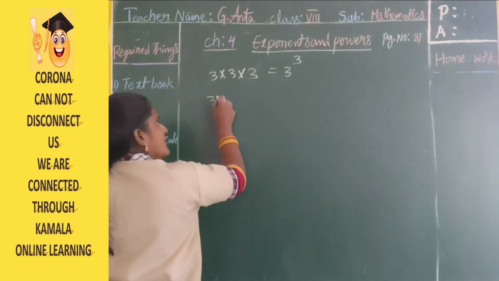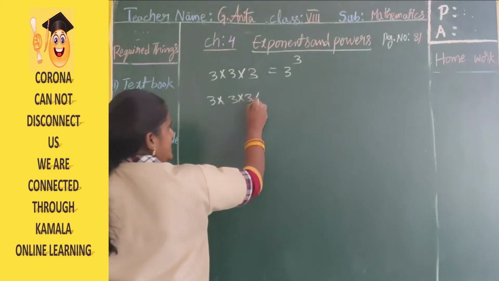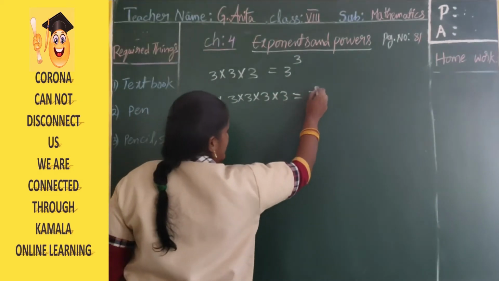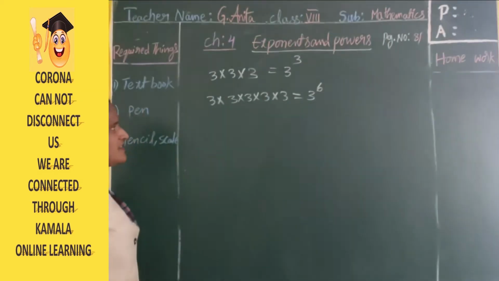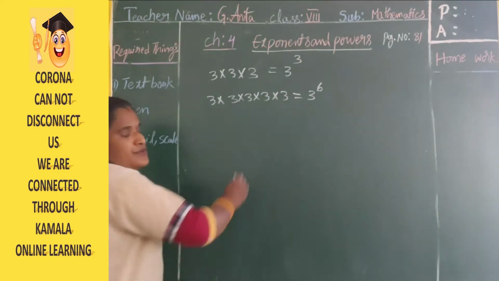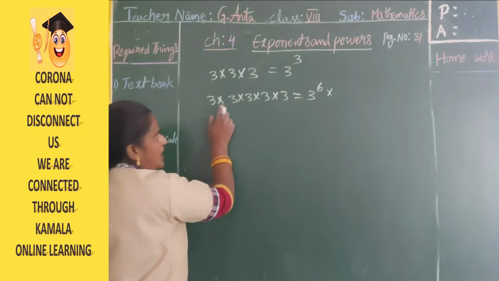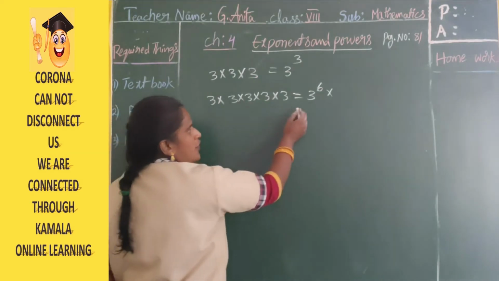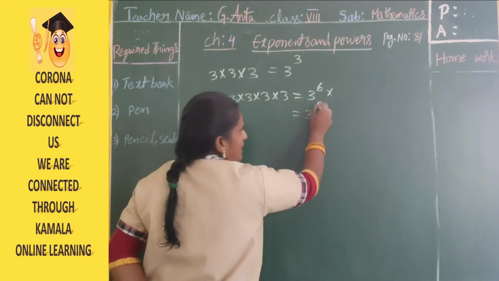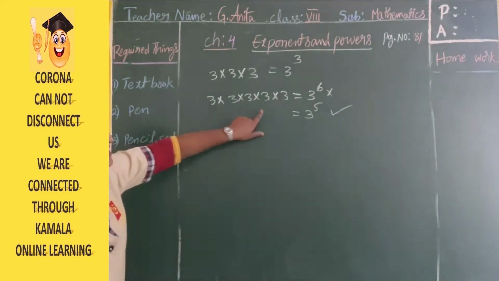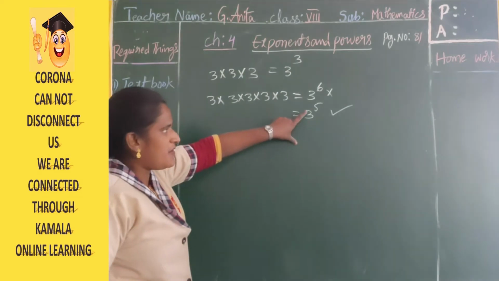Or 3 into 3 into 3 into 3 into 3. This can be written as 3 power 6. Why are we writing 3 power 6? No, it is not correct. Here, how many times is it there? 1, 2, 3, 4, 5. Count and write. So 3 power 5. It is correct. 5 times, so that's why 3 power 5.